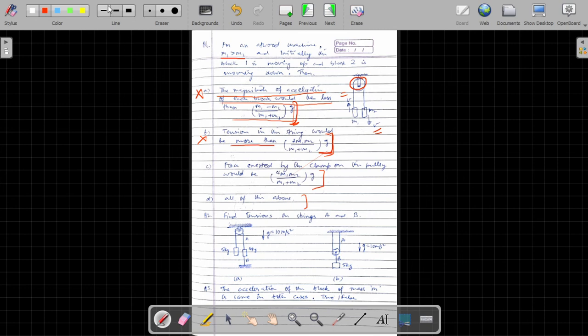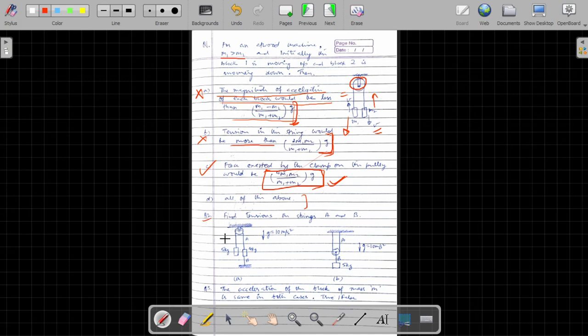One conclusion which we can draw is that if m1 has an acceleration in the downward direction and m2 has an acceleration in the upward direction, that would mean that m1, as it is going upward, would slow down, and m2, as it is going down, would again slow down. So both blocks are going in their respective directions, but they would slow down in subsequent motion. The third part is that the force exerted by the clamp on the pulley would be this. So this option would be right, since the tension force is not changing. That's why the force exerted by the clamp on the pulley would remain this value. So option C would be right.